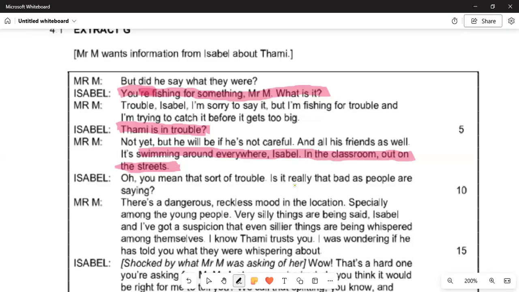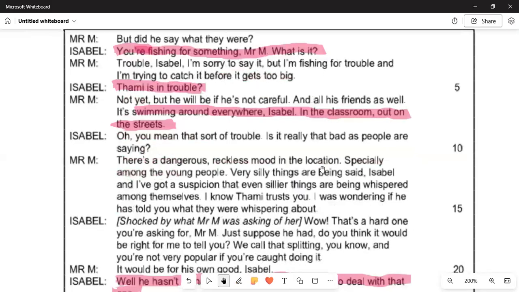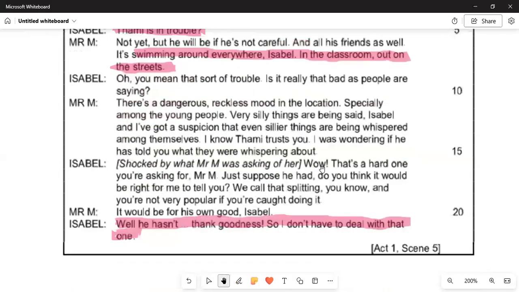In this case, we see that Mr. M is very suspicious about the involvement or the activities of Tammy Mbikwana, and he knows that he can get some information from Isabel. He wants Tammy to be educated before liberation can happen. And then Isabel replies, shocked by what Mr. M was asking of her.